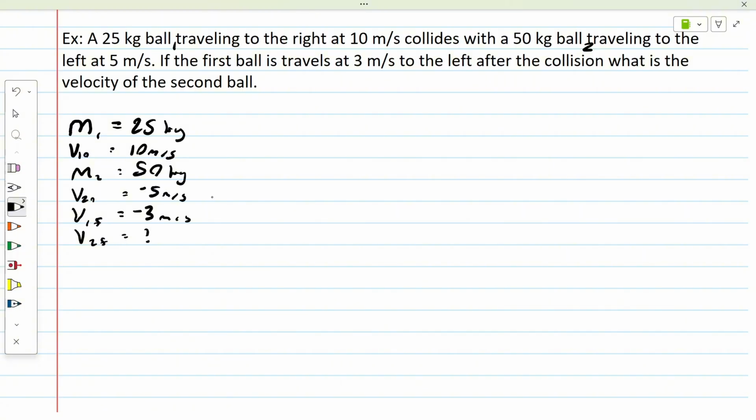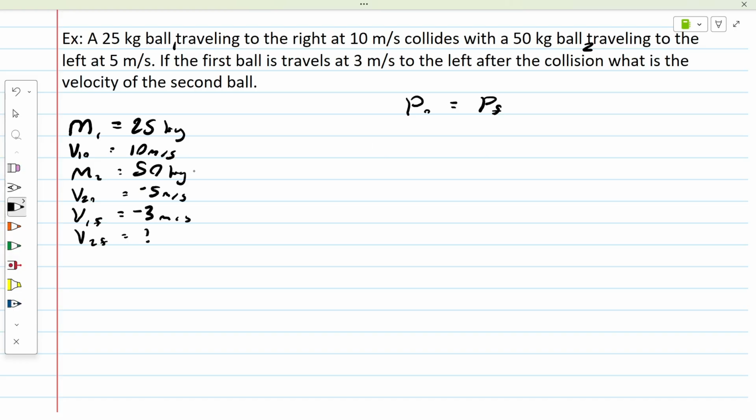So when you're thinking about this, should we use momentum, energy, or something else? Well, we know that momentum is always conserved, and the problem doesn't tell us if this collision was elastic or inelastic. So it's always safe to use momentum when you have a collision problem like this. And since these velocities are constant, we can use conservation of momentum. So we know that the momentum of the system initially will equal the momentum of the system finally. And we'll define our system as the two balls.